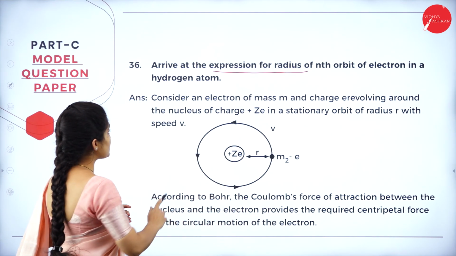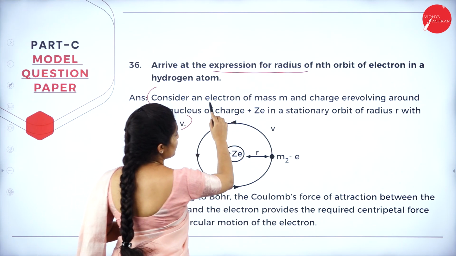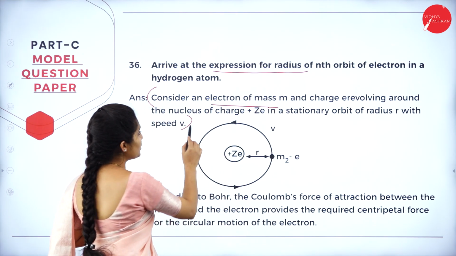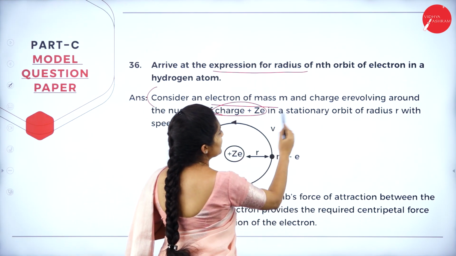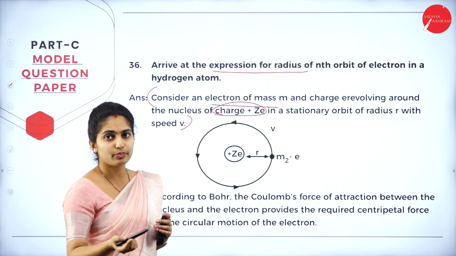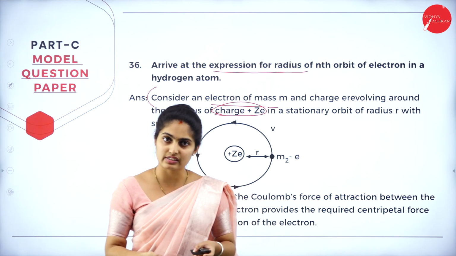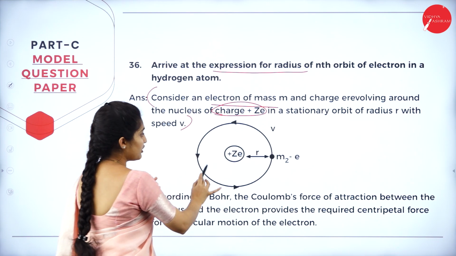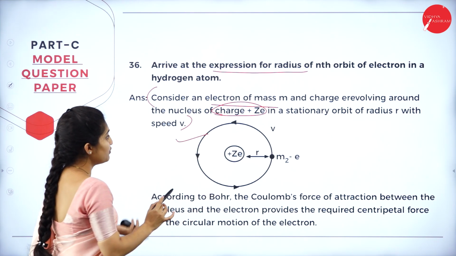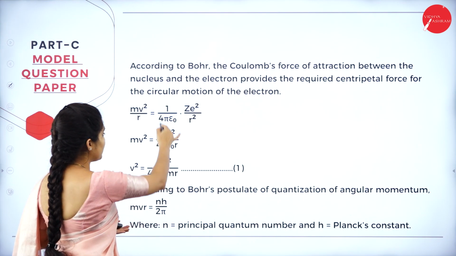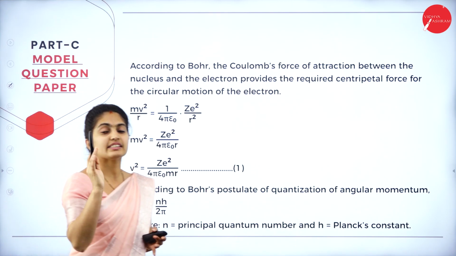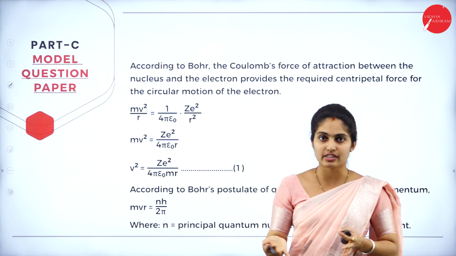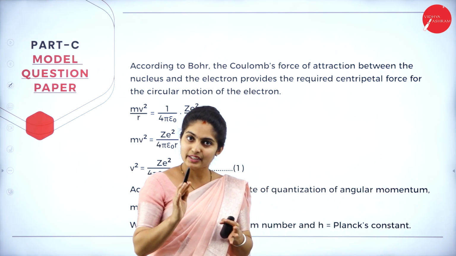Here you will have to consider an electron of mass m and charge e revolving around the nucleus of charge plus Ze in a stationary orbit. The radius is stationary, that is r itself, with the speed v. That will be the description. Here is the diagram, for which you have some set of equations given over here. The same equations are written and derived for you in my session classes, that is the atoms class.